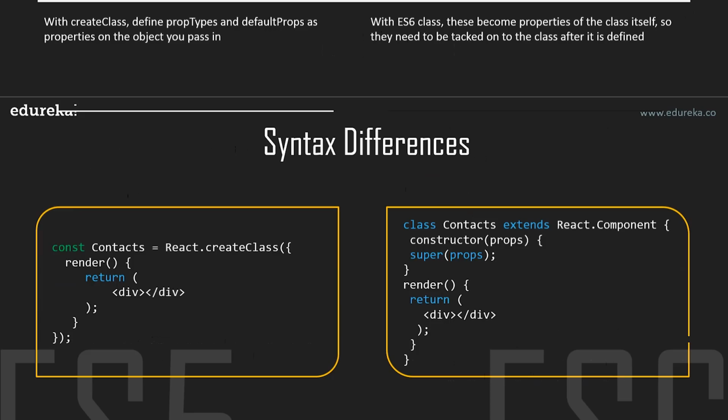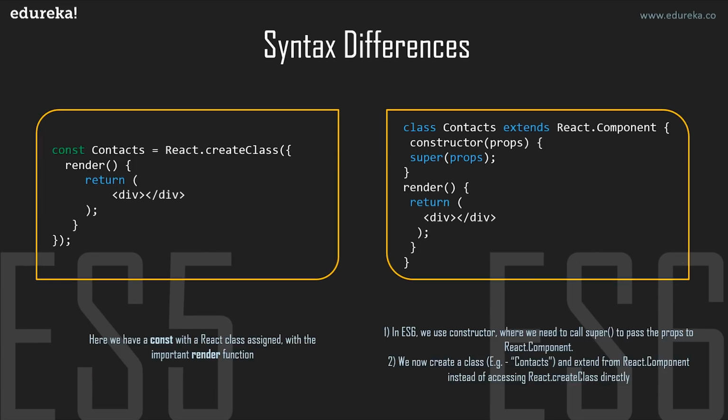And now let's talk about the syntax differences. If you can see on the screen on the left hand side, I'm creating a constant called context with React.createClass, having a render method and a return statement. But in an ES6 class, we use a constructor where we need to call super to pass the props to the React component. We now create a class which extends from React.Component instead of accessing React.createClass directly. So these are some of the syntax differences between ES5 and ES6.